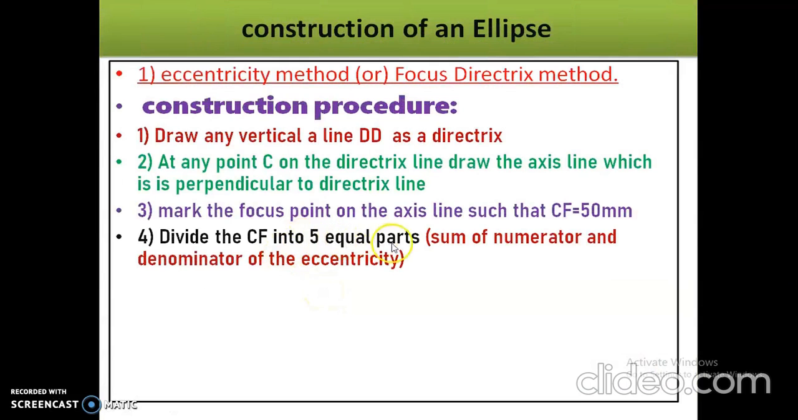Divide the CF into 5 equal parts. Why? Because the sum of the numerator and denominator of the eccentricity value is what? The eccentricity value is given, that is 2 by 3. The sum of the numerator and denominator of the eccentricity value is 5. That's why we have to divide the CF into 5 equal parts.